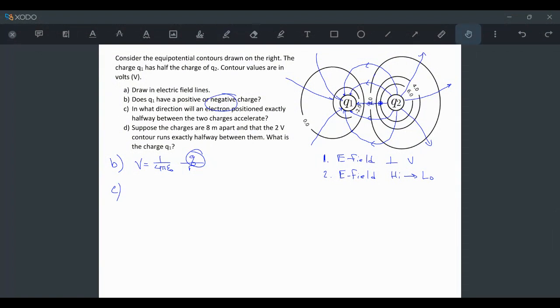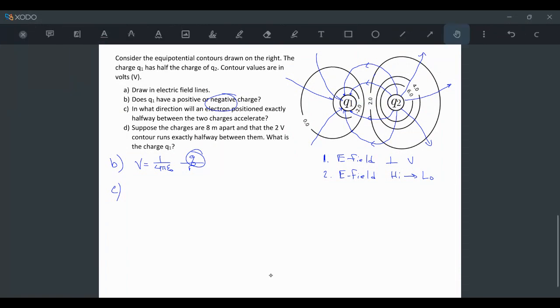Okay. In what direction will an electron positioned exactly halfway between the two charges accelerate? So I've been talking this whole time about protons that will roll from Q1 to Q2. I think it's pretty easy to follow the logic that we've applied previously, that electrons do the reverse because the charge is flipped. But we could kind of, let's make a little space here, change colors to make things easier. We put in an electron. The electric field lines here, notice they point to the left.